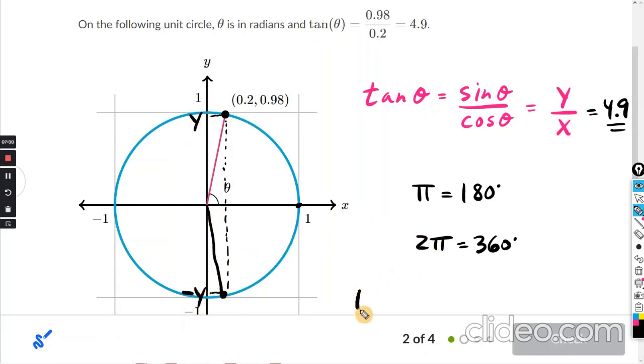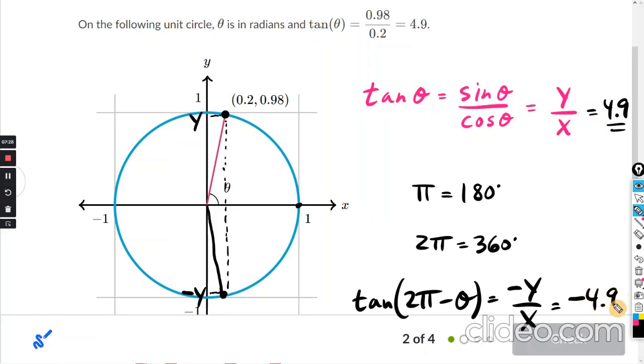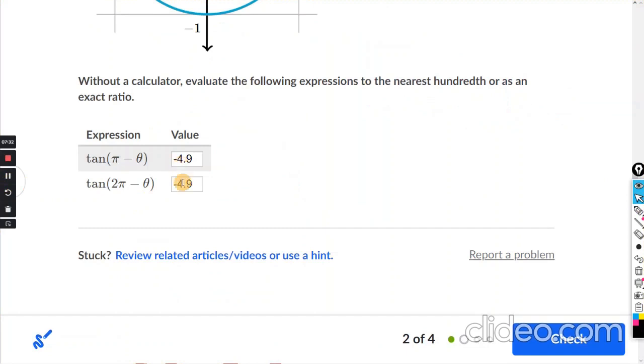So for the tan of 2 pi minus theta, the y-coordinate is going to be the negative, and the x-coordinate is going to be the same. So it's just negative y over x. It's the negative of what we had originally, which was 4.9. So now it's just negative 4.9. So just enter both in the boxes.